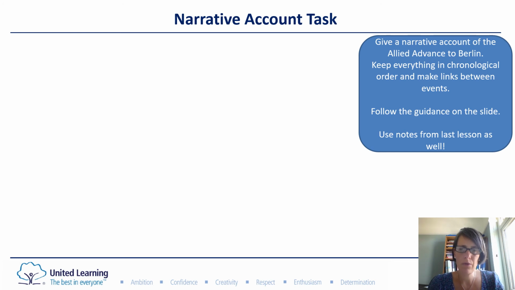Okay, and then the final thing to do this lesson, this is quite a big piece of writing, is a narrative account like we've done before. And so we're going to do a narrative account using the work that we've done in the last 2 lessons, so last week and this week. Key things to remember: keep it in chronological order, make sure you're linking up between events and follow the guidance.